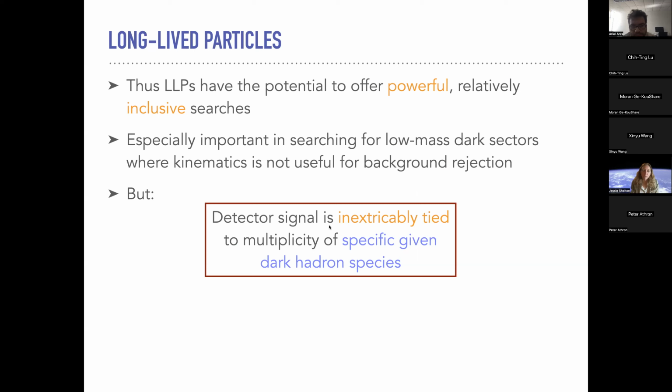But this has an important theoretical drawback. It means that your interesting detector signal, the one that gives you any hope of digging these signatures out of the enormous standard model backgrounds, is inextricably tied to the multiplicity of a specific dark hadron species, the one that's giving you whatever decay is interesting. And that is a problem because that is inherently incalculable. Even in QCD, where we have lots of information, fragmentation functions are measured at one energy and extrapolated to another. In a non-standard model theory, we have no idea how to calculate this in any rigorous way. That's a problem.